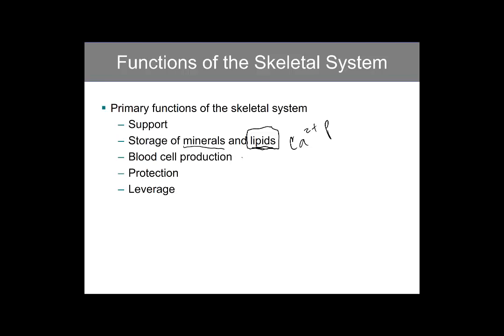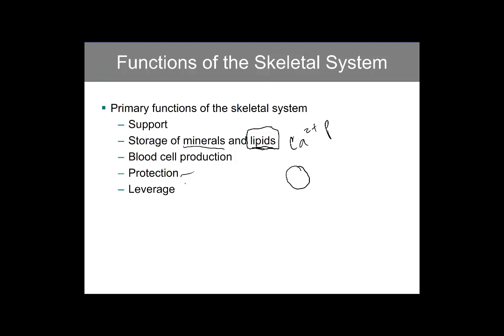The third function is blood cell production. The marrow cavity, in addition to storing lipids, also contains another type of marrow called red marrow, and this is where blood cell production takes place. Our circulating blood cells, as we saw in lab, are anucleated, so they do not have a nucleus. So those cells have to reproduce elsewhere, and it's within the skeletal system, within the medullary cavities or marrow cavities, that blood cell production takes place.